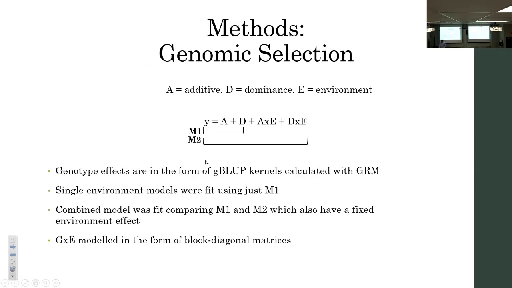Following up with that, we decided we should try doing genomic selection with this material. So genotype effects are in the form of GBLUP kernels calculated with the GRM. For the single environment models, I used just M1, which is based on additive and dominance effects. Then we tried putting the BLUEs together from the two environments to borrow information across locations, more or less. And when we did that, we used M1 based on just additive and dominance effects, and then also included a model that tries to model G by E to help borrow information across those locations. And you can see that G by E was modeled in the form of block diagonal matrices.